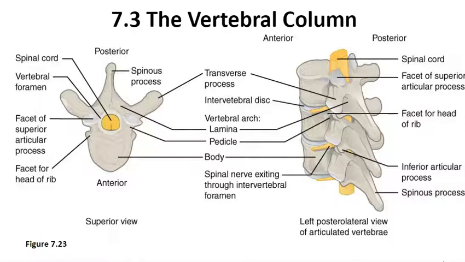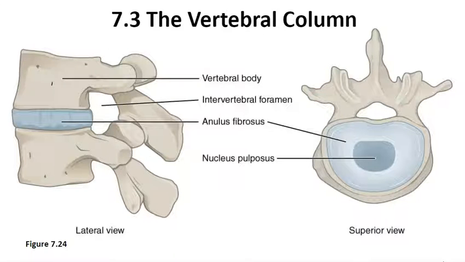Between each pair of vertebrae, there's another opening, the intervertebral foramen, where spinal nerves exit. Intervertebral discs unite the bodies of adjacent vertebrae. Think of the intervertebral disc as a cushion sitting between the bodies of 2 vertebrae, and this cushion helps them move smoothly and absorb shock. The cushion is made up of 2 parts, a tough outer layer called the annulus fibrosus and a soft gel-like center called the nucleus pulposus.